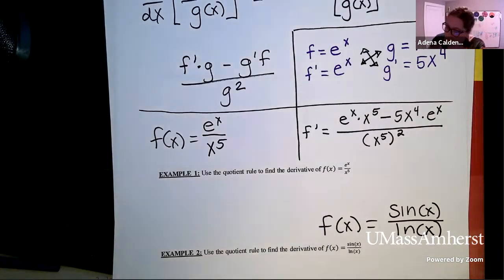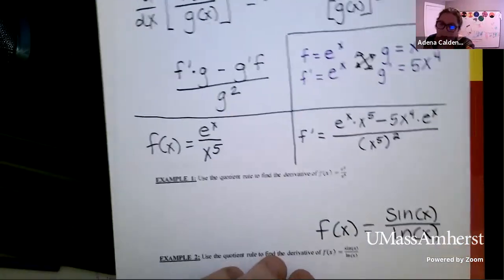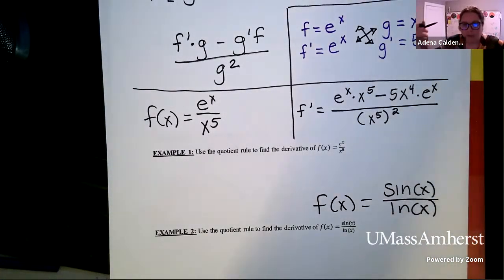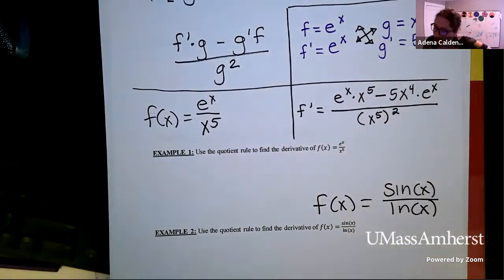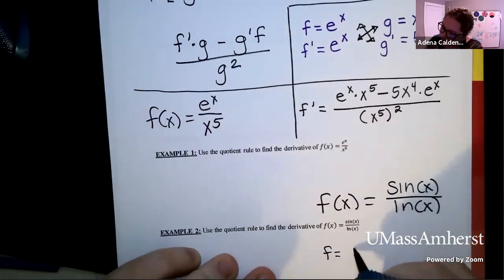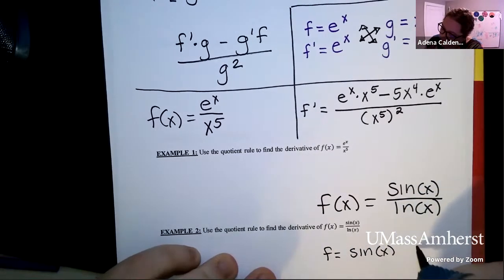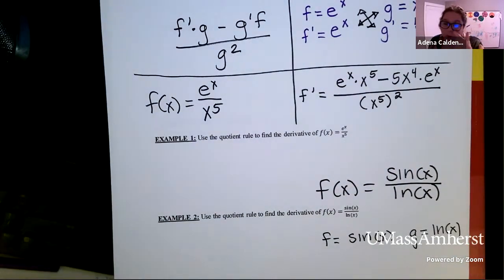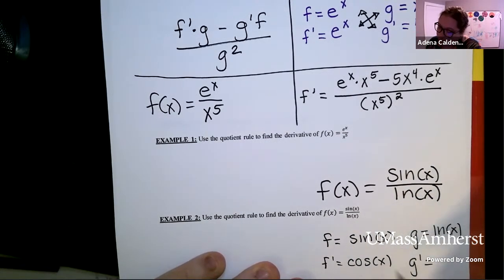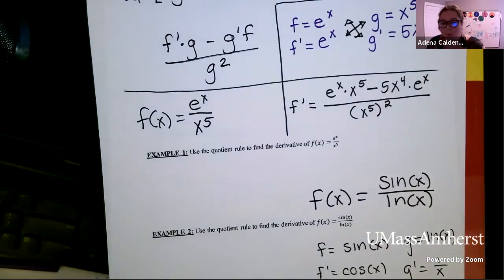All right, so let's go over this. So again, the first thing we need to do is recognize that this is in quotient rule form. So we see that we have one function over another one. So we think quotient rule. And so now we want to set this up where our top function is our f and our bottom function is our g. So again, that order is important. Now we want to take each of their respective derivatives. The derivative of sine is cosine. The derivative of natural log of x is 1 over x.